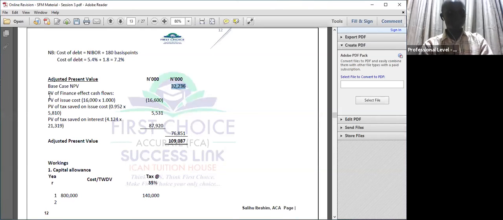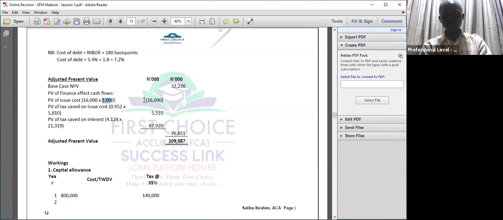I will say present value of finance effect cash flows, PV of issue cost. Issue cost is 16,600, because I corrected it here, so it's an error here. So it's 16,600 and discount factor of year 0, because issue cost is a year 0 cash flow. And discount factor of year 0 is 1.00.